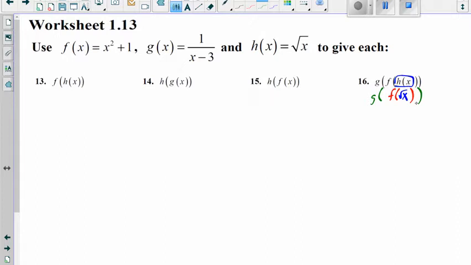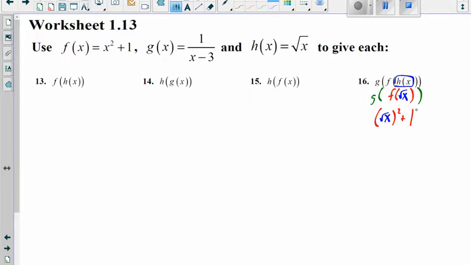So the first one, f of h of x, f of root x. Remember, f of x, x squared plus 1 just really means stuff squared plus 1. And we're going to put inside there root x. So all of that simplifies to just x plus 1.